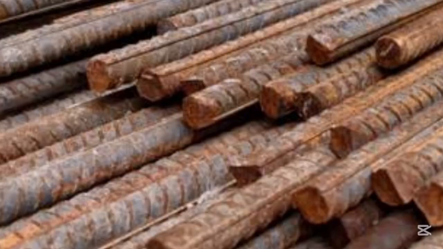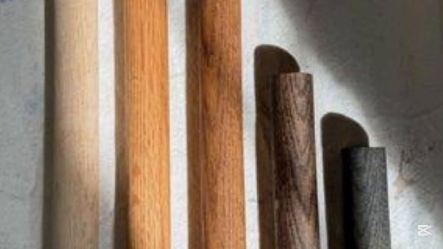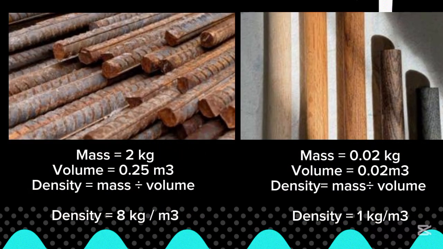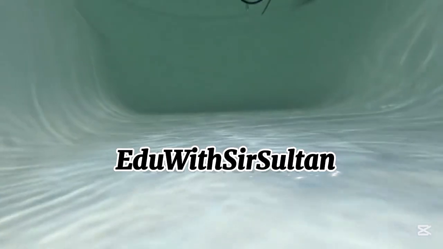For example, take a piece of iron and a piece of wood of the same size. The iron is heavier because it has more mass in the same volume. This means iron is denser than wood. That is why iron sinks in water, but wood floats.